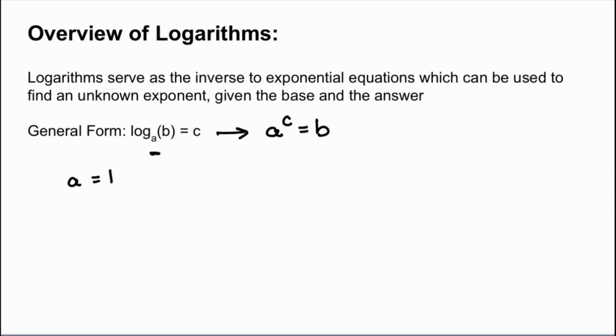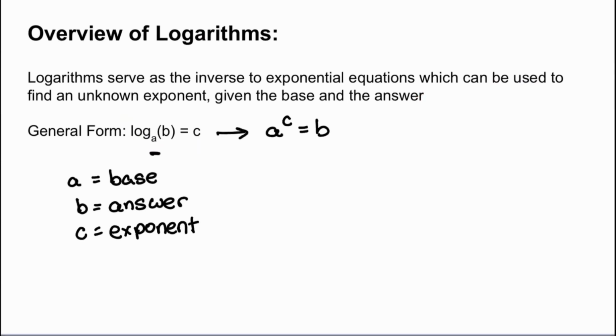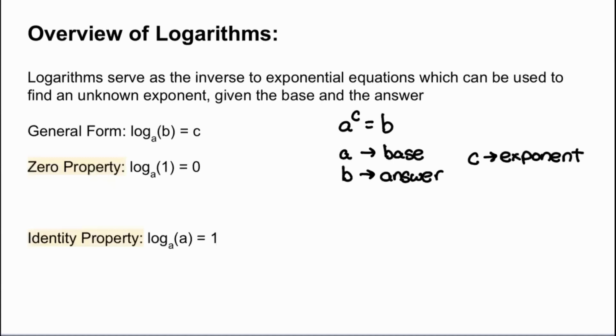So a is the base, b is the answer itself of the exponential. It's on this side of the equal sign. It's what this yields. And c is the exponent. So as you can see, this logarithmic part of the equation actually yields c. This is the output, which is why they can be used to find an unknown exponent. That's what they give out. That's their output. So I have it rewritten on this part of the slide.